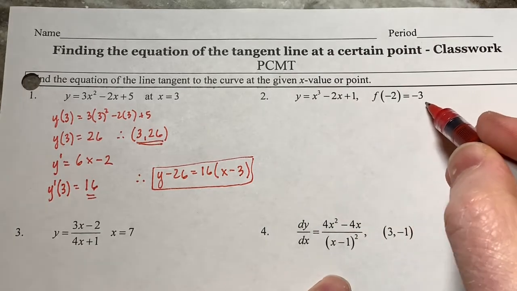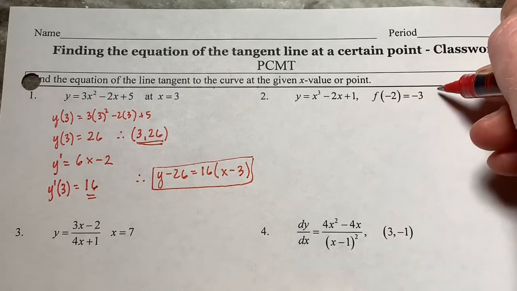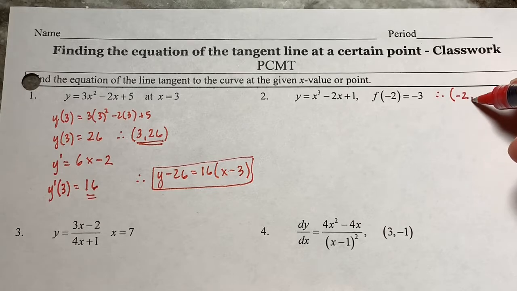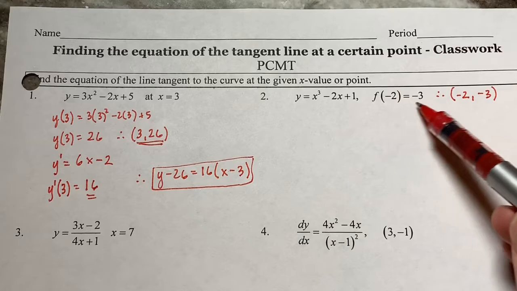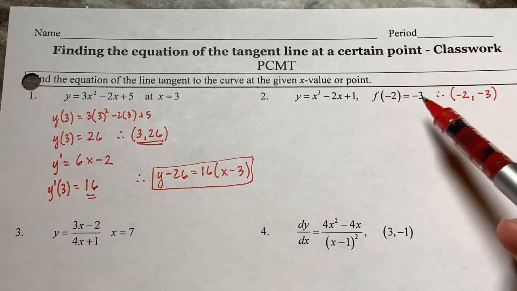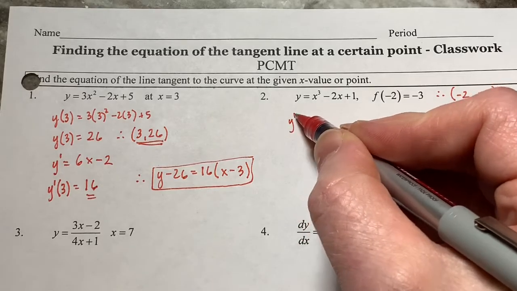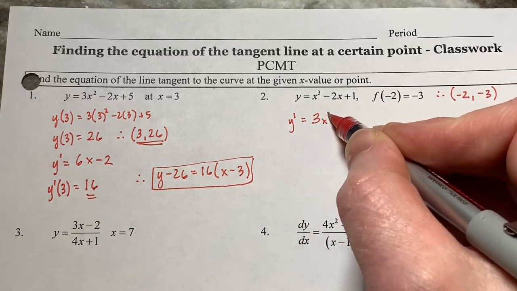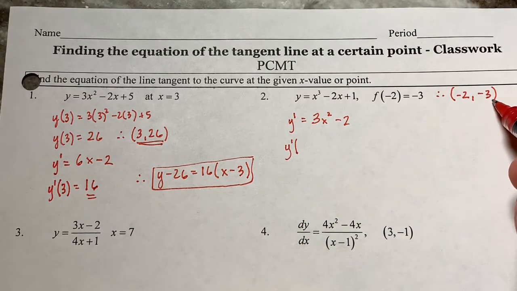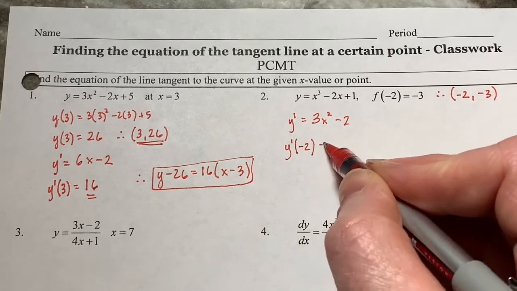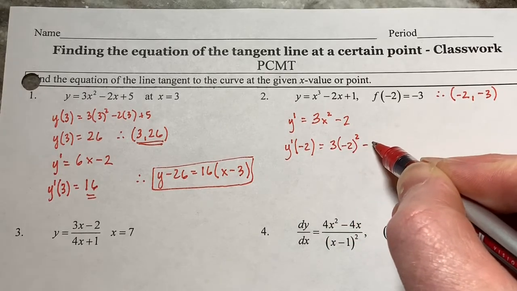Okay, this time what did I give you? I'm telling you when x is -2, y is -3. Well, that's just the point. x is -2, y is -3. So I gave you a point. I think I said earlier I didn't give you a point here, but I actually did. All right, so now that I know the point, I can go straight to the derivative. So what's the derivative of y? 3x squared minus 2. But I need to know the derivative where? There. So at -2, I would plug a -2 in, square it, multiply by 3, and subtract the 2.